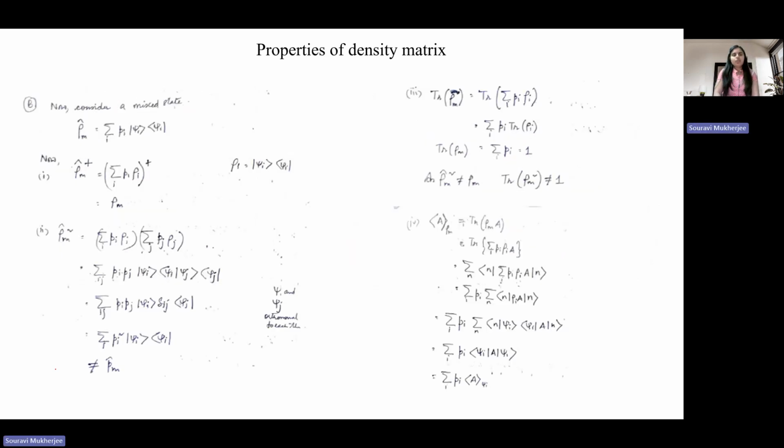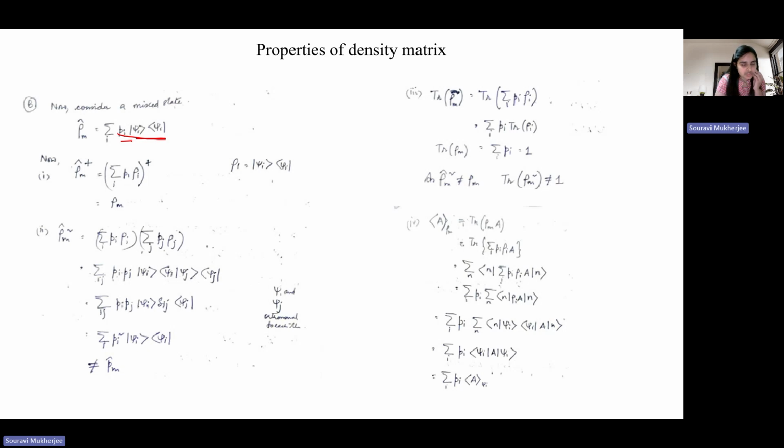Okay. Now what happens when you have a mixed state? For a pure state, you just had one state, psi. Now you have i number of states, each with probability p_i. So the density matrix will look like a summation over i of p_i times the outer product of psi_i with itself, multiplied by the corresponding probability p_i. This is your mixed state density matrix.